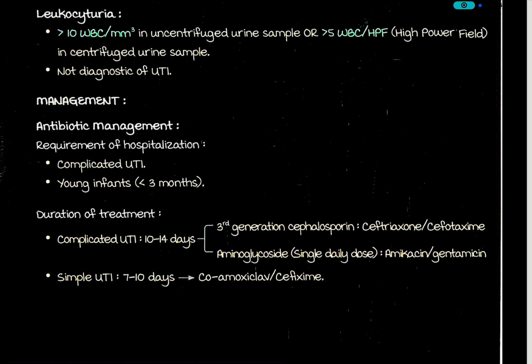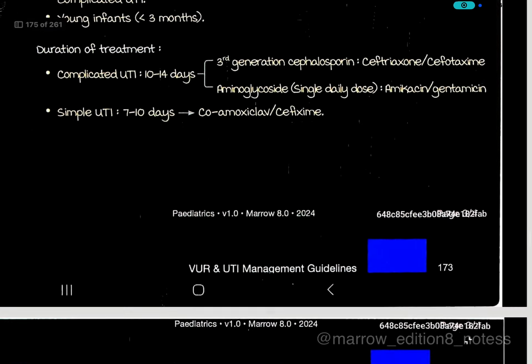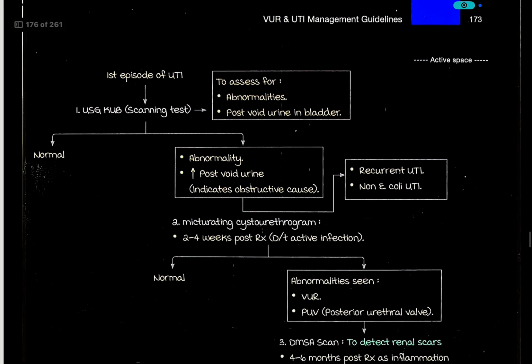So when you have a complicated UTI, you can give up to 2 weeks of a third generation cephalosporin like ceftriaxone or cefotaxime, or a single daily dose aminoglycoside, amikacin or gentamicin. Simple UTI: 7 to 10 days, coamoxiclav or cefixime. Simple UTIs you give up to 1 week, coamoxiclav or cefixime.